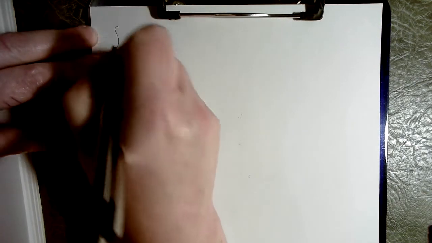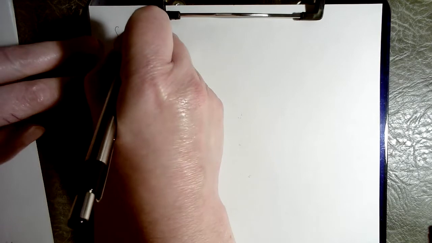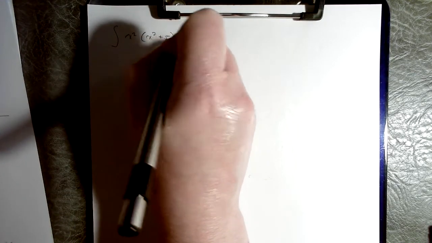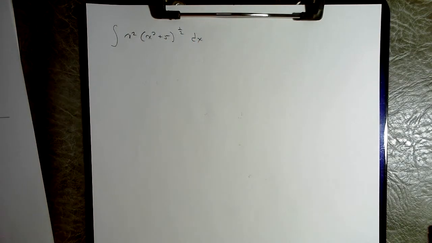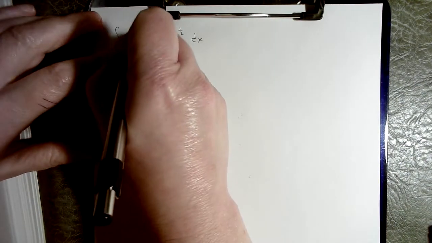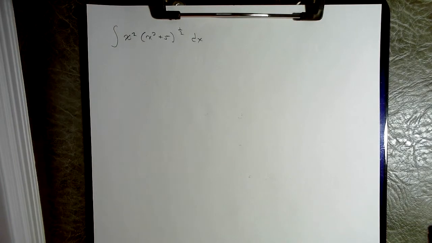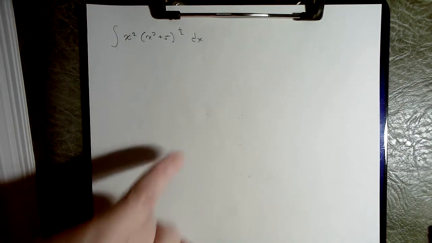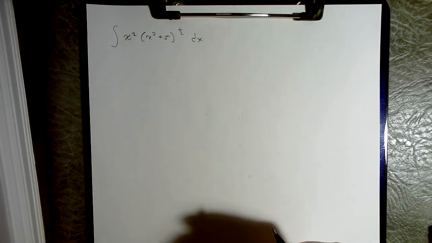Right. Here we are. Same affair, but without the 3. The integral of x squared times the quantity x cubed plus 5, to the 1/2, with respect to x. That's a funky x. What do your x's look like? There we go. This is going to be the same kind of affair.